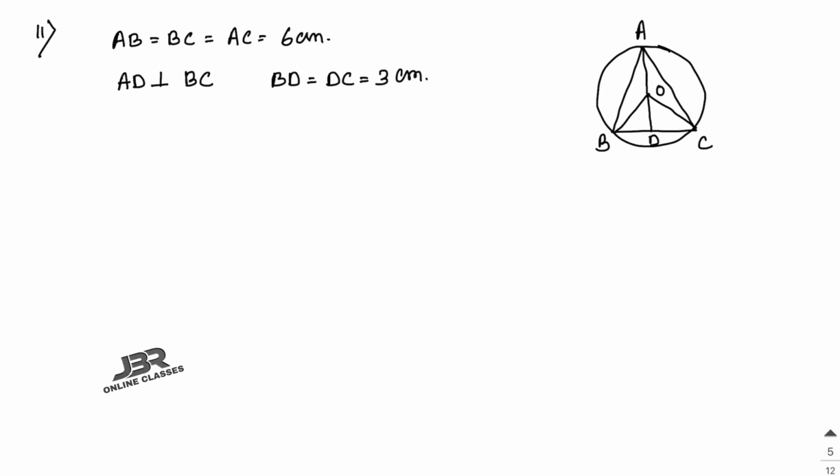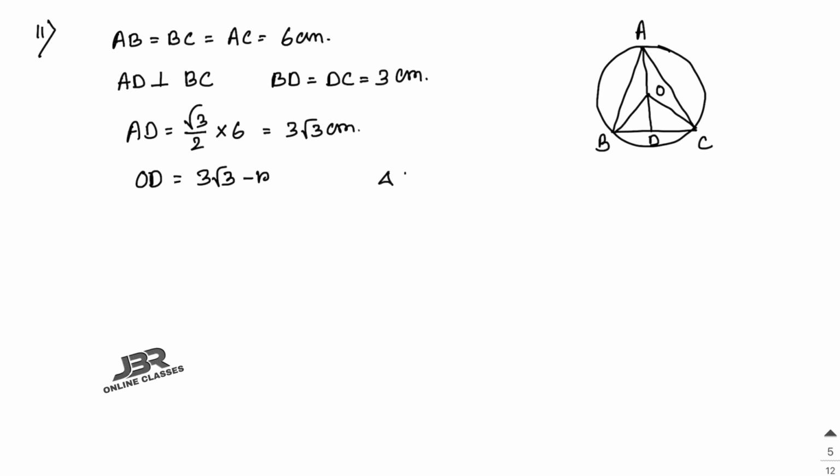Okay, so first you have to find out the length of AD. As AD is the height of an equilateral triangle, the formula is root 3 by 2 into side. Side means 6, so that is equal to 3 root 3 centimeter. So that means OD equals, same as the previous one, 3 root 3 minus r, where r is the radius of that circle.